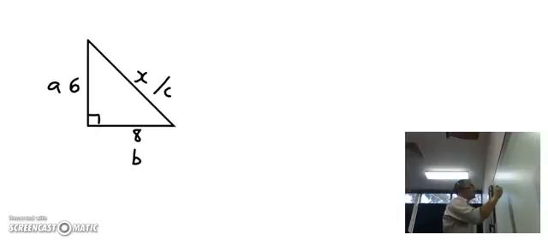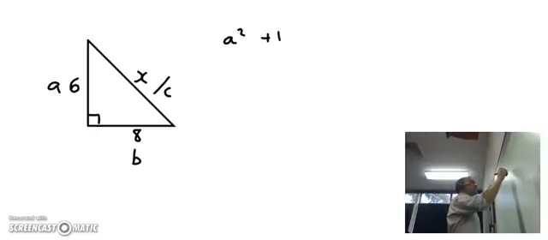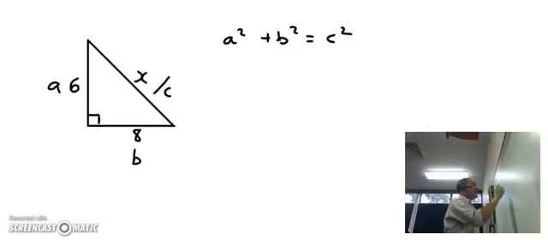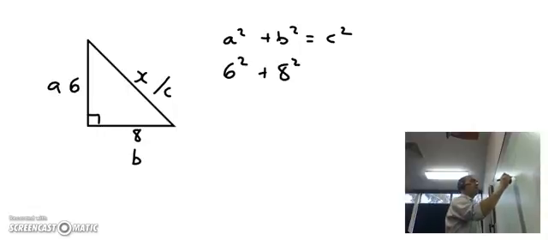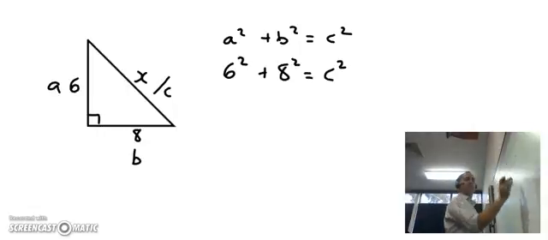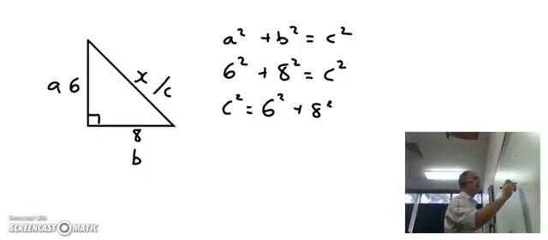So I'm going to have A squared plus B squared is equal to C squared. A squared, 6, plus B squared, 8 squared, is equal to C squared. Just going to swap these around. So C squared is equal to 6 squared plus 8 squared. Always like to have my unknown on the left hand side.